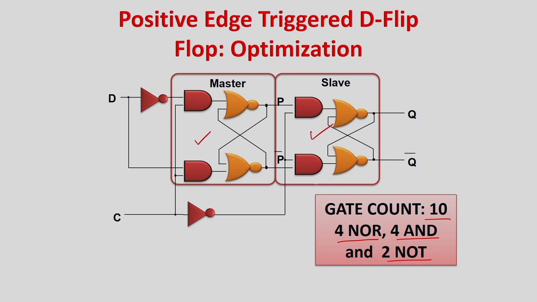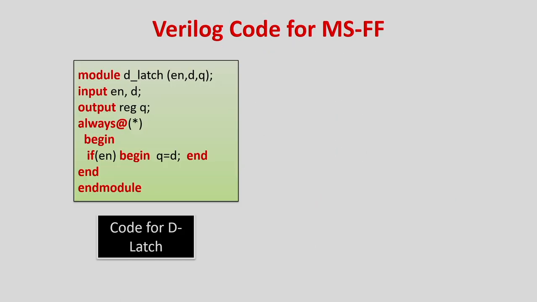This one is for stabilizing, and these 2 NOR gates are for storage, for both the things it is 4. And this ensures that R and S will not be 1-1, and this is the clock. This is the positive edge triggered D flip flop. So this requires 10 gates: 4 NOR gates, 4 AND gates and 2 NOT gates.